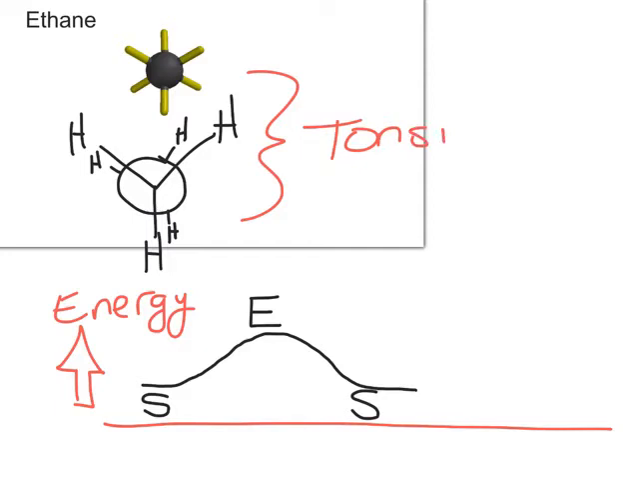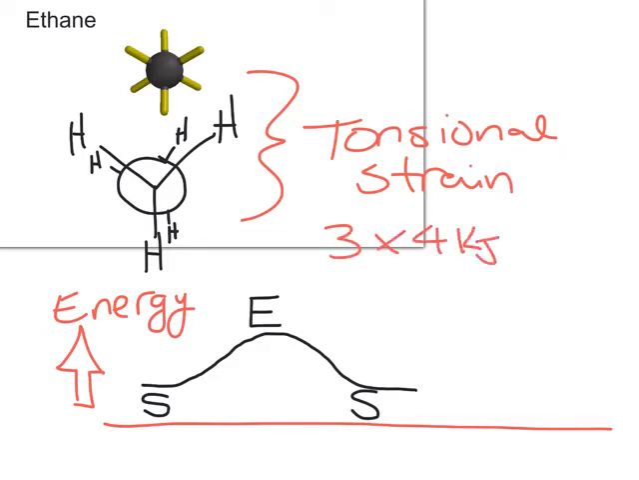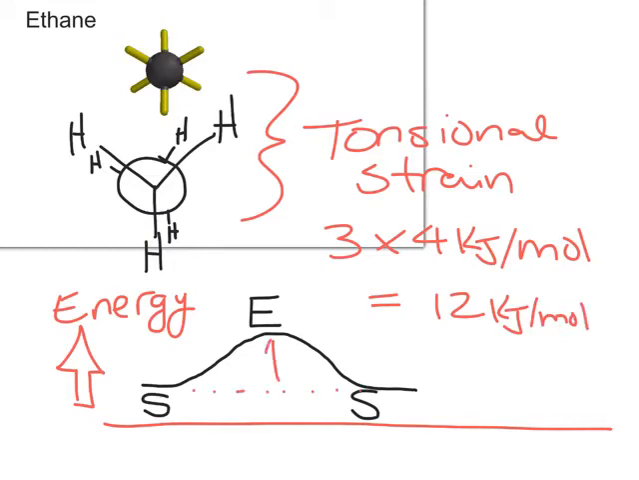And so between the two of these forces that we see, we have a combination effect, which we call torsional strain, that is 4 kilojoules per mole per interaction. And since there are 3 sets of sigma bonds that interact, that equals 12 kilojoules per mole of rotational strain energy. And that's the number that we see here in the graph.